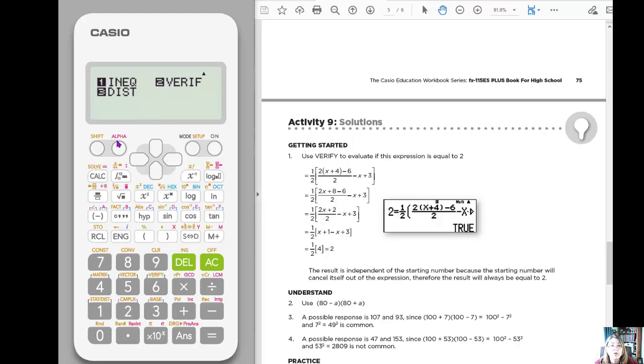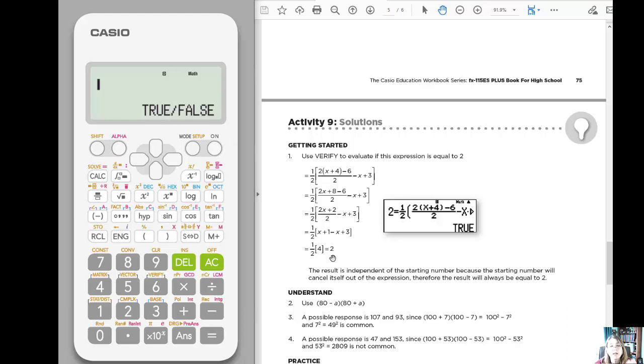So let's go back to how I did this. Let's get out of mode. Here I am on the calculator. If I want to verify, I'm going to hit mode, and I'm going to arrow down and choose number 2. Number 2 says, okay, and it's going to give me back yes, it's true, or it's false.